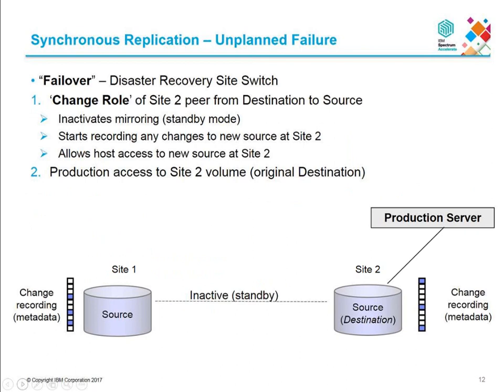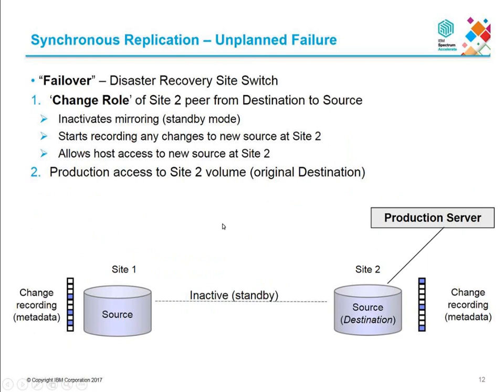So for an unplanned failure when I'm running synchronous replication, I'm going to do a change roll, and what that does is that it takes what used to be the destination, makes it the source, inactivates the replication relationship, and I can run production off of my new source. Now I am tracking differences between the source and what will become the destination.